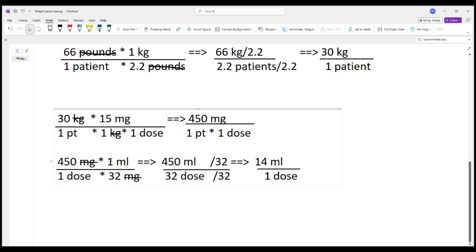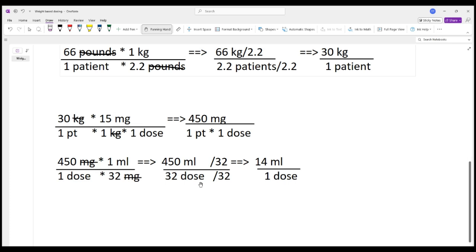450 times 1 is 450. 450 what? No, you don't have to guess. It's going to be milliliters. Well, how do you know it's milliliters? Because if you look right here, milligrams all gone. The only unit that I have left, right, is going to be those milliliters. And so I'm going to just copy that across. All right. 1 times 32 is 32 doses.